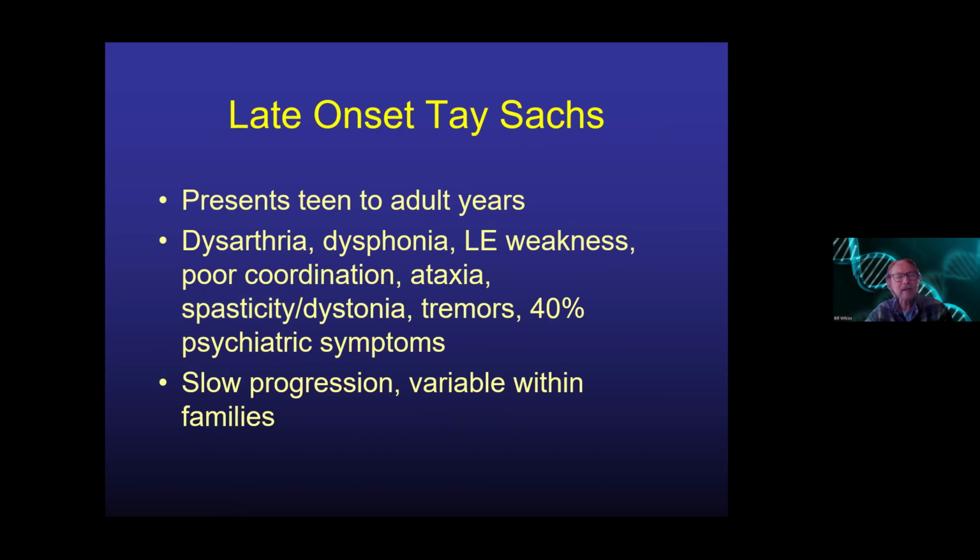Late onset Tay-Sachs presents in teen to adult years with dysarthria and lower extremity weakness, poor coordination, ataxia, spasticity or dystonia, tremors, and 40% have psychiatric symptoms. It slowly progresses. It's variable within families. And this is what we just finished a clinical trial on with substrate inhibition.